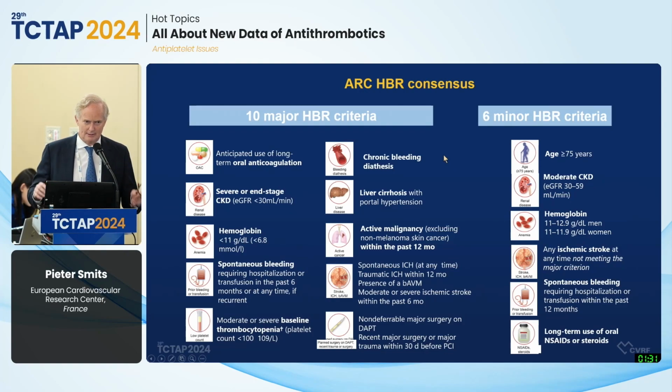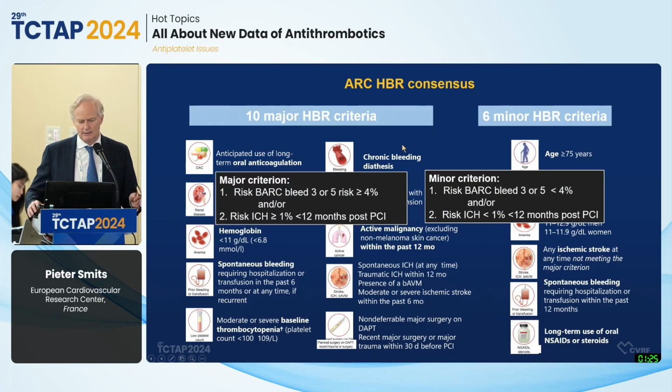Because they analyzed the data, and that was by Stuart Pocock, and they identified that a major criterion was if the risk for a BARC 3 or 5 bleeding was 4% or more, or if the risk of an intracranial hemorrhage was 1% or more within the first 12 months post-PCI.